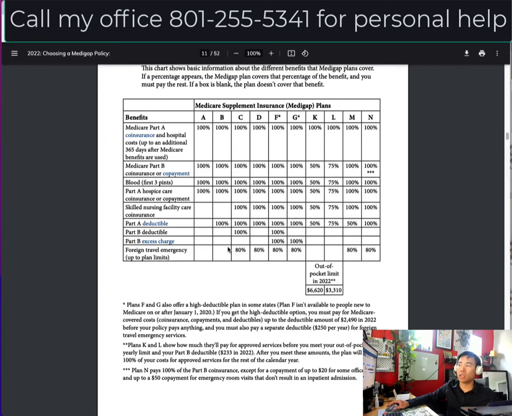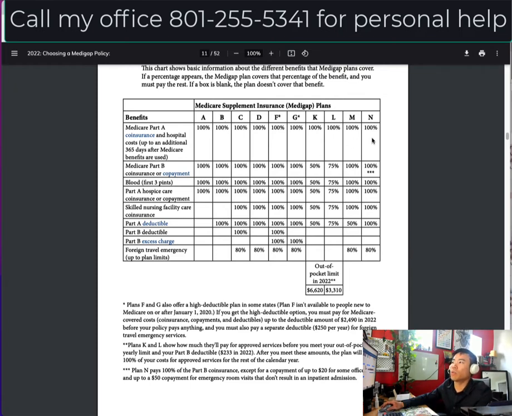Here is the distinction between Plan N. By the way, if you get a lot of mail, every mailer that you open up, you may notice this chart again, because it's all standardized between every insurance company. They all have to offer the same plan. The only key distinction is the premium, maybe the service that you get from them, and some of them give you a SilverSneakers membership as well, some don't.